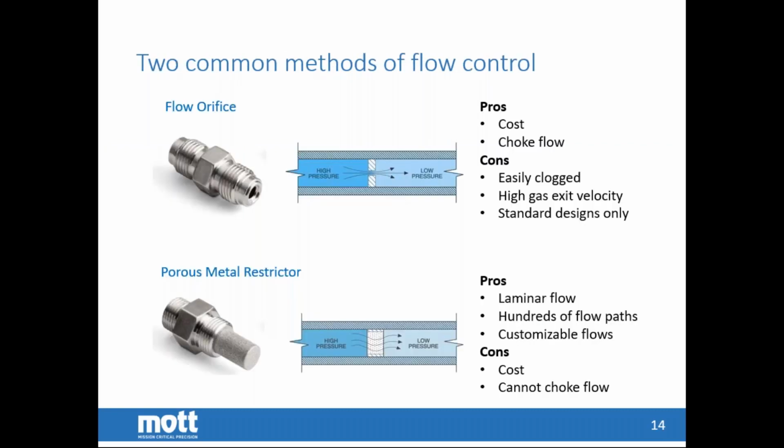I know that two of the main methods of flow control are a flow orifice and a porous metal flow restrictor. Do you want to quickly talk about the differences and why you'd use one instead of the other?